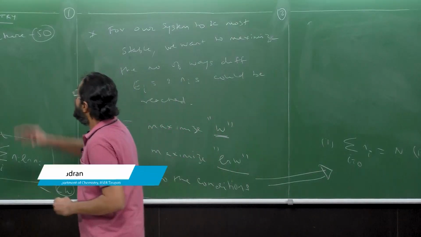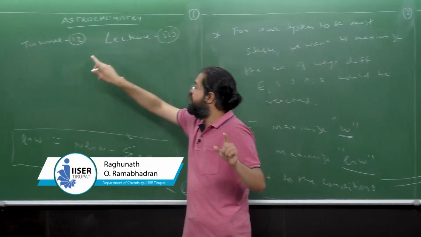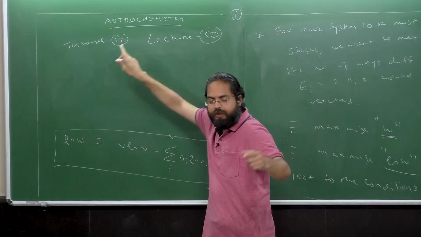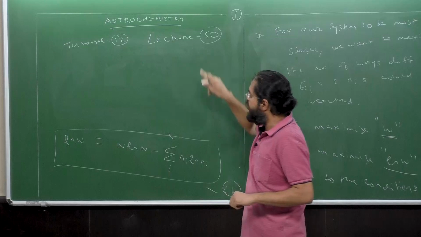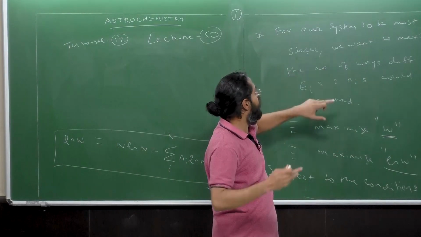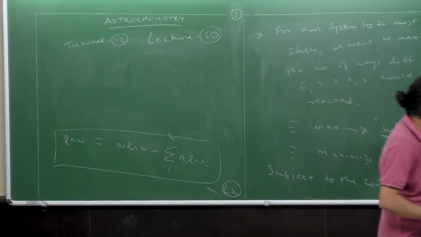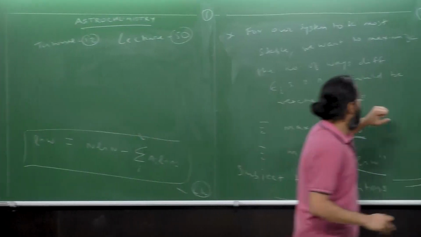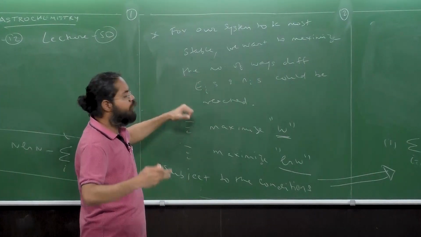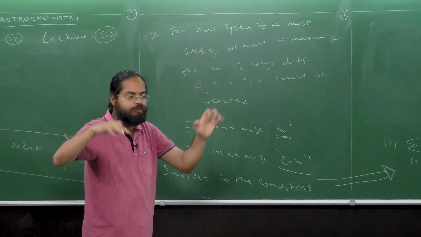Hello all, welcome to Astrochemistry. So this is lecture number 50 and tutorial 12. Now in the last lecture, that is tutorial 11 and lecture 49, we saw what the weight of any system was. The weight is the number of ways in which the different EIs and NIs could be reached, right? And for maximal stability, we wanted to ensure that all possible states could be accessed by the system, right?